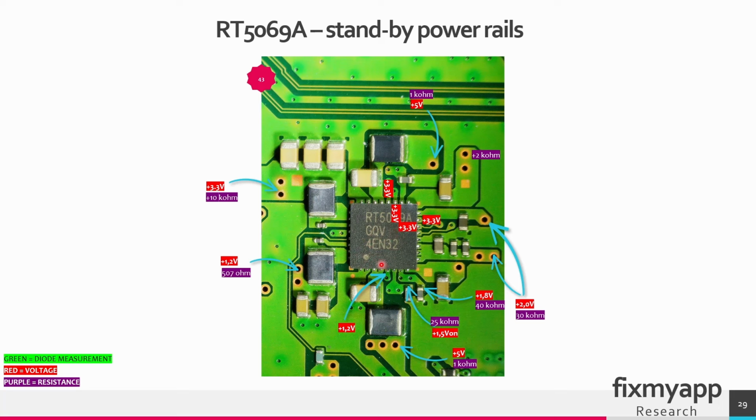On this pad here you can find a 3.3 volt, also at this pin, this pin, this pin and this pin. On this pad you can find the 1.8 volt. On these two pads the 2 volts will be present. At this pad you can find the 5 volt. When you turn the console on, you can find 1.5 volt at this pad. Most of these voltages are standby voltages.